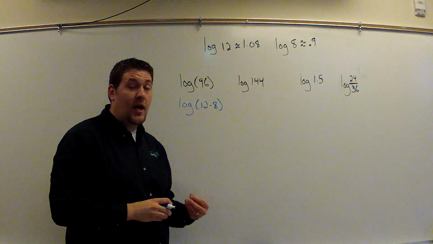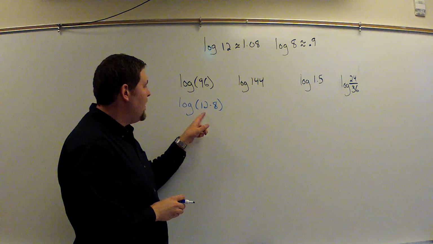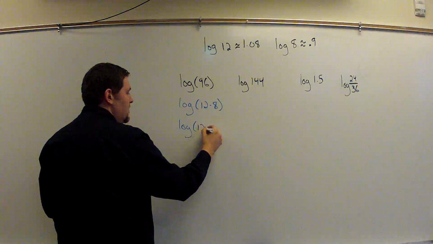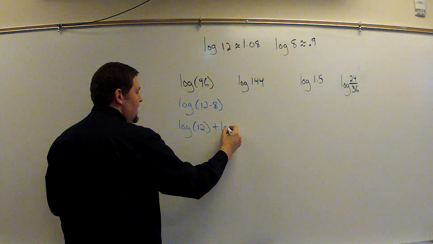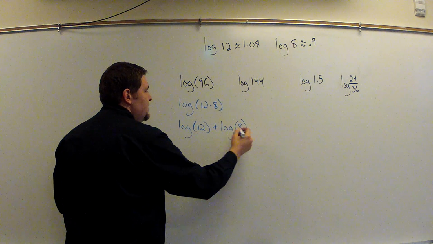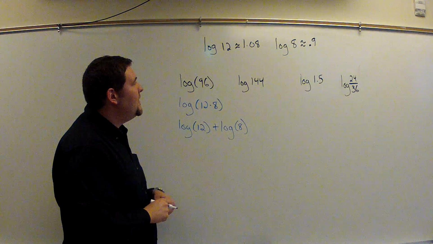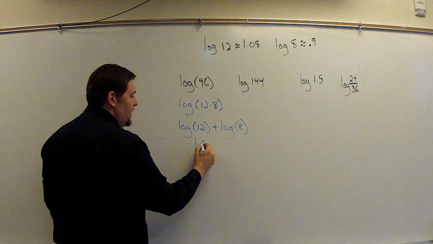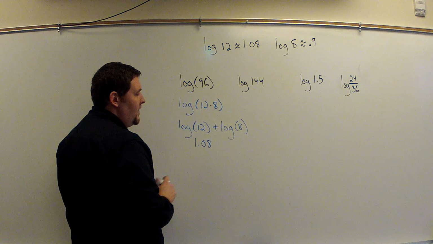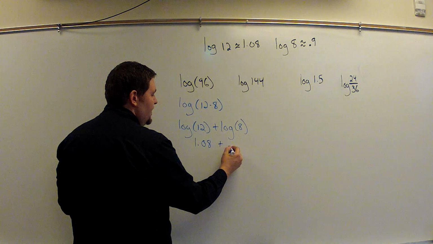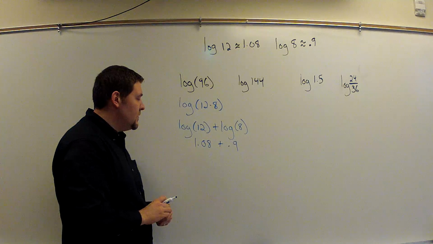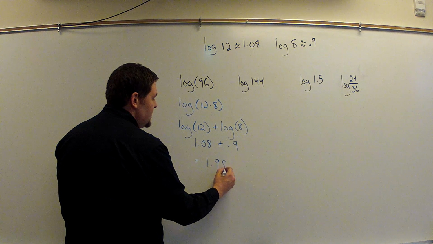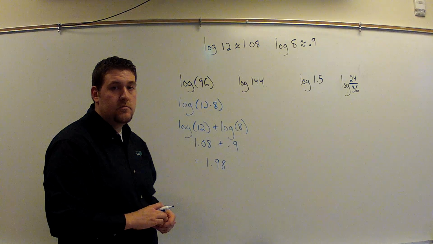Using our previous rule, our product rule, we now know that this product of 12 times 8 in the logarithm can be written as the log of the first factor added to the log of the second factor. I'm not reaching for my calculator yet, but I have these two approximations. I know the log of 12 is approximately 1.08. I know the logarithm of 8 is approximately 0.9. So this simply becomes a sum of two numbers, 1.08 and 0.9, for a sum of 1.98. And there's the use of our product rule.